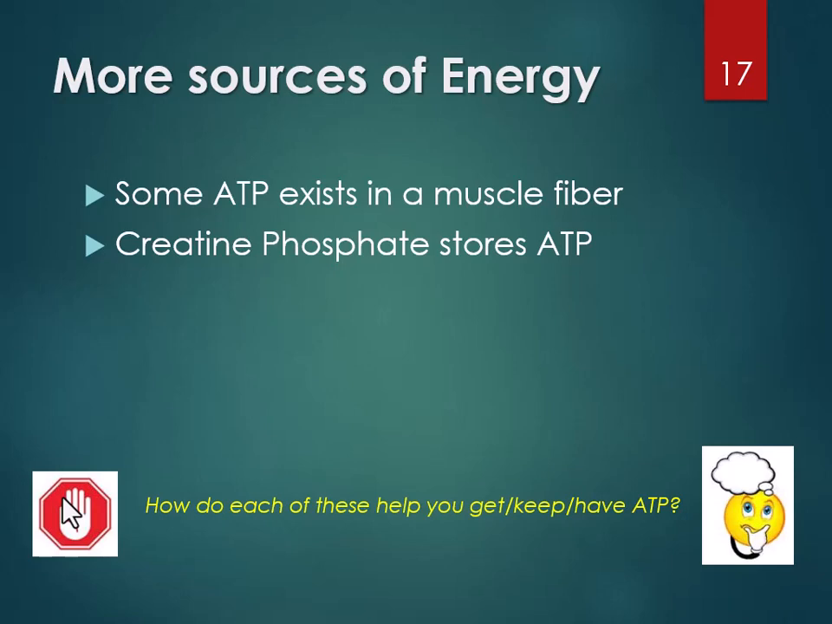Another thing that you have in muscle fibers that helps is myoglobin. Myoglobin is a protein that can store oxygen. And if you have more oxygen, you can do the Krebs cycle and electron transport faster and generate more ATP.